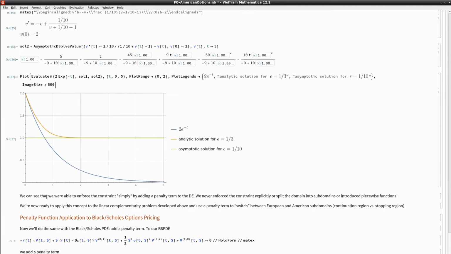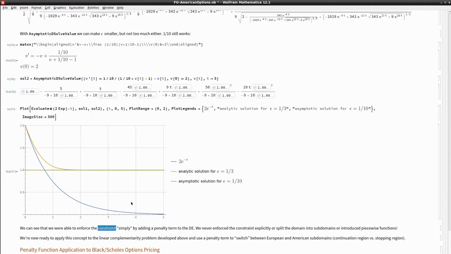Okay, so we can see that we were able to enforce the constraint simply by adding a penalty term to the differential equation. That's the important thing here. We never enforced the constraint explicitly. That means that we can continue to use our grid solver, and we never had to split the domain into subdomains or introduce piecewise functions. Okay, and with these preparations, we are now ready to apply this concept to the linear complementarity problem developed above and use a penalty term to simply switch between the European and the American subdomains. These are the continuation region and the stopping region.